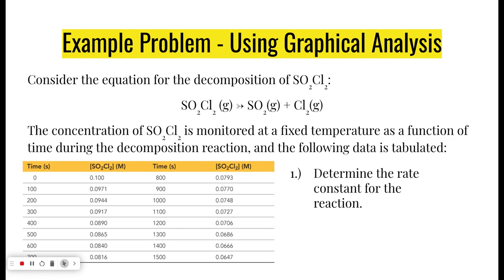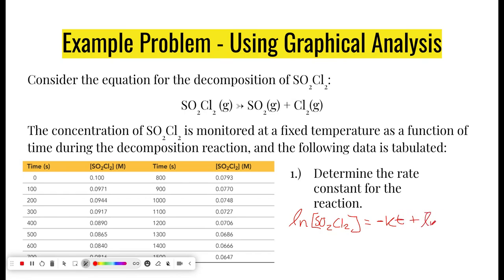Okay. So let's take a look here, guys. Again, we're going to be using our natural log integrated rate law. So the natural log of, in this case, SO2Cl2 is equal to negative k times t plus the natural log of the initial concentration of SO2Cl2. And guys, it doesn't matter which one we pick at this point, we just have to be consistent in our trials. So why don't we go for this first trial?